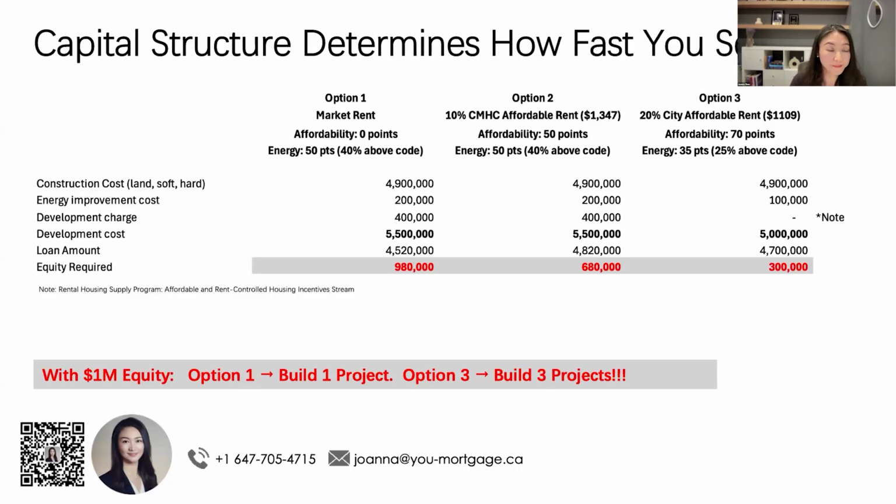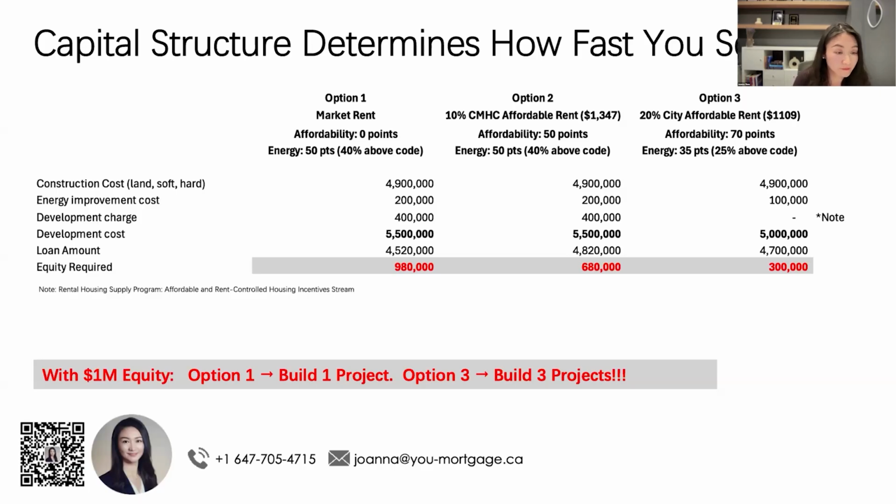However, in these slides, you can see because they are using different loan programs, they are getting different NOI and different loan amounts as well. Actually, option two gives us the highest loan amount. Option three is not getting the highest loan amount. However, in option three they have cost savings in terms of energy improvement cost, and they also get a big waiver of development charges. This makes a huge difference.